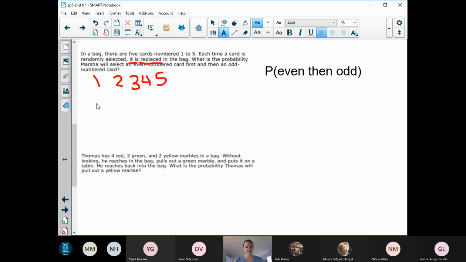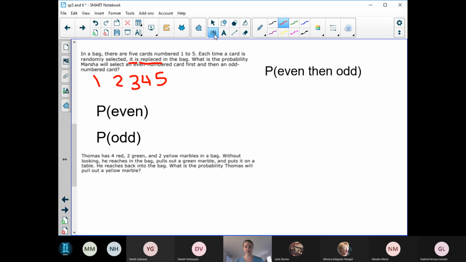So I first need to figure out the probability of an even number and the probability of an odd number. So 1, 2, 3, 4, 5, what is the probability that I'm going to draw out an even number? Two-fifths. Remember, probability is a fraction. A lot of you are forgetting that. Yes, there are 2 even numbers, but probability is the number out of the whole. So 2 out of 5.